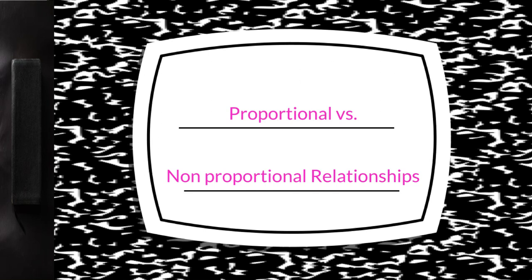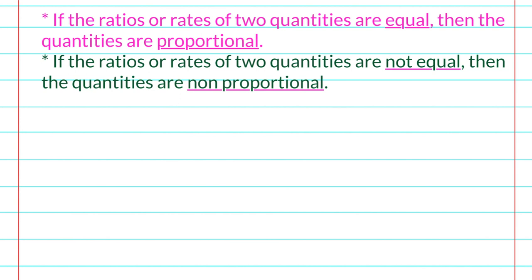Proportional versus non-proportional relationships. If the ratio or rates of two quantities are equal, then the quantities are proportional. If the ratio or rates of two quantities are not equal, then the quantities are non-proportional.